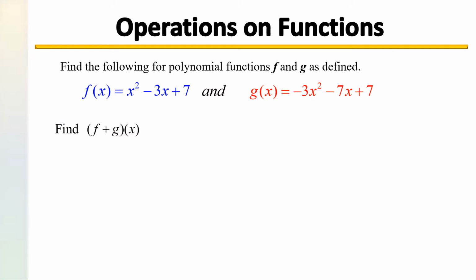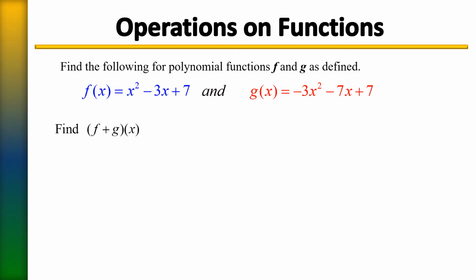So in this example here, we are asked to find f plus g of x. That means we're going to take the two given functions and simply add them together. And recall, when you're adding, you're going to be combining like terms, which means make sure you combine the second degree terms together. You're also going to combine the first degree terms, and then your constants, your numbers, will be last. So let's begin first.